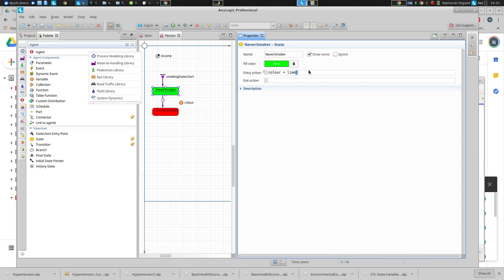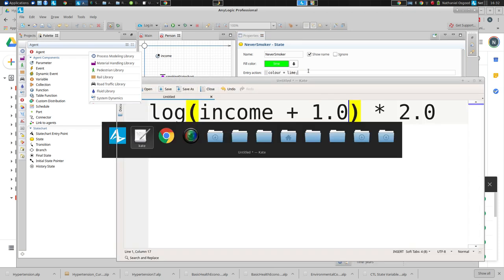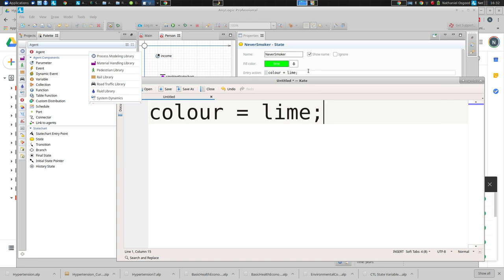Okay, ladies and gentlemen, color equals lime. There we are. I'll put it up on the big screen. That's what I did. I said, when someone becomes a never smoker, make their color lime. And this semicolon means it's a statement. It says, let it be so. It's not computing a value. It's not calculating something. It's a make it so. It's like asking it to say, yes, ma'am, I will do so. It's like a command to it. Do it. Set my color to lime. And it will say, as you please.